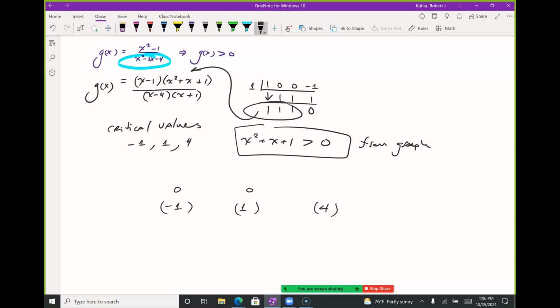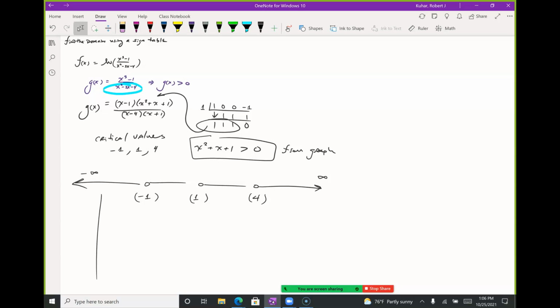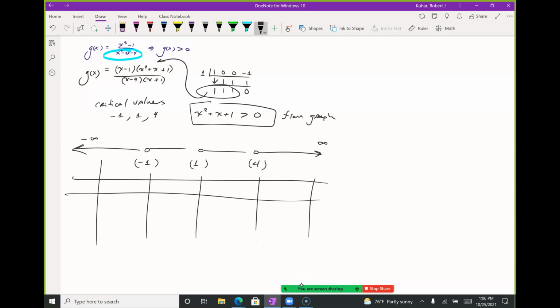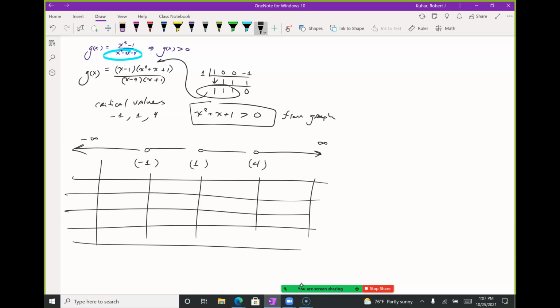So I'm thinking about those pieces on my number line. Those are going to create my column separators. And my row separators are going to come from my factors. I have 4 factors. I've got an x minus 1, an x squared plus x plus 1, an x minus 4, and an x plus 1.